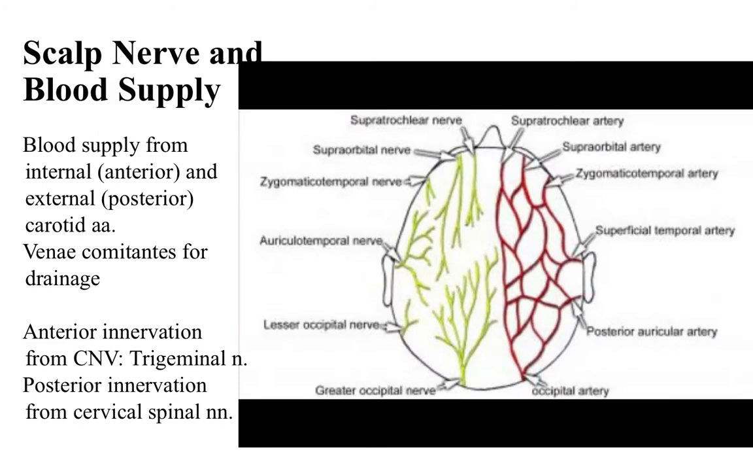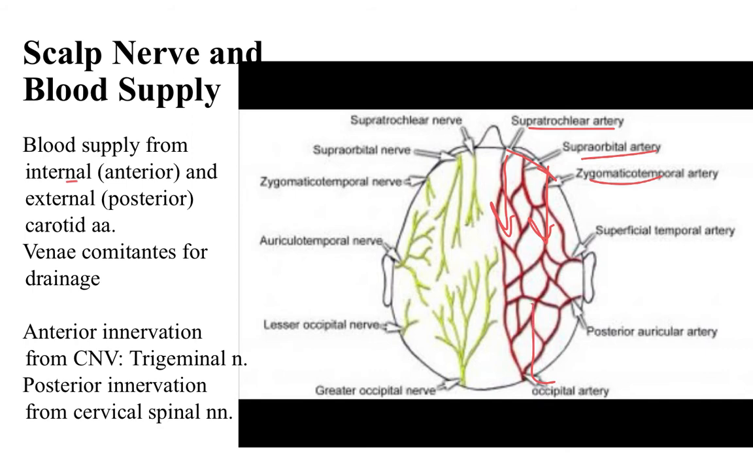All right, for the nerve and blood supply to the scalp, we'll do the blood supply first, and we'll do that in red. The blood supply is going to come from two sources, and you'll see that the nerve supply is going to come from two sources as well. The anterior blood supply, going this direction, is supplied by the internal carotid artery. So there are branches of the internal carotid artery. You don't need to know the branches, just know that those anterior branches come from the internal carotid artery.